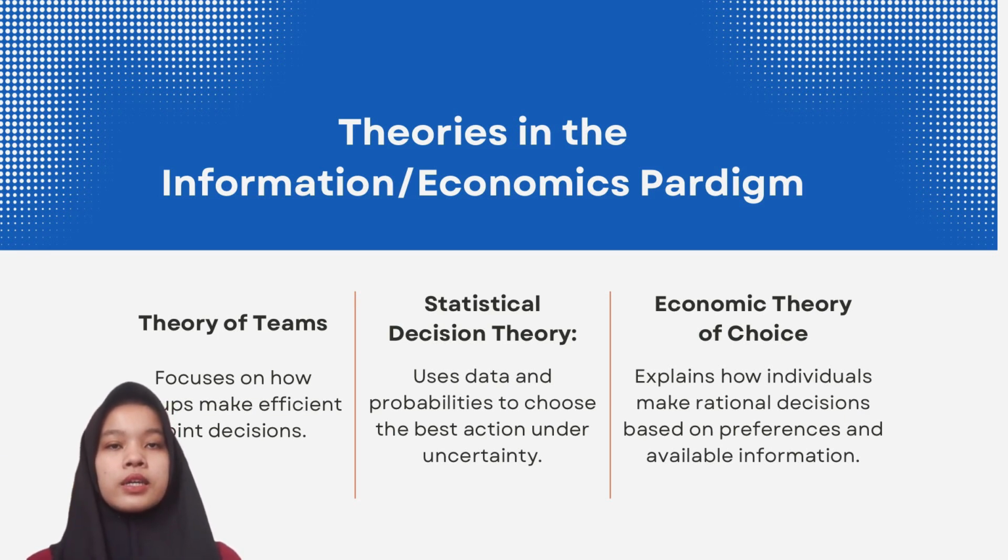The second is statistical decision theory. This theory uses data and probability to guide optimal choices under uncertainty. It incorporates tools like signal detection and Bayesian inference to model decision-making processes, bridging economics and perceptual uncertainty. The third is economic theory of choice. Rooted in utility theory, it explains rational decision making based on preferences, constraints, and available information. This aspect is central to understanding individual behavior in market and policy design.